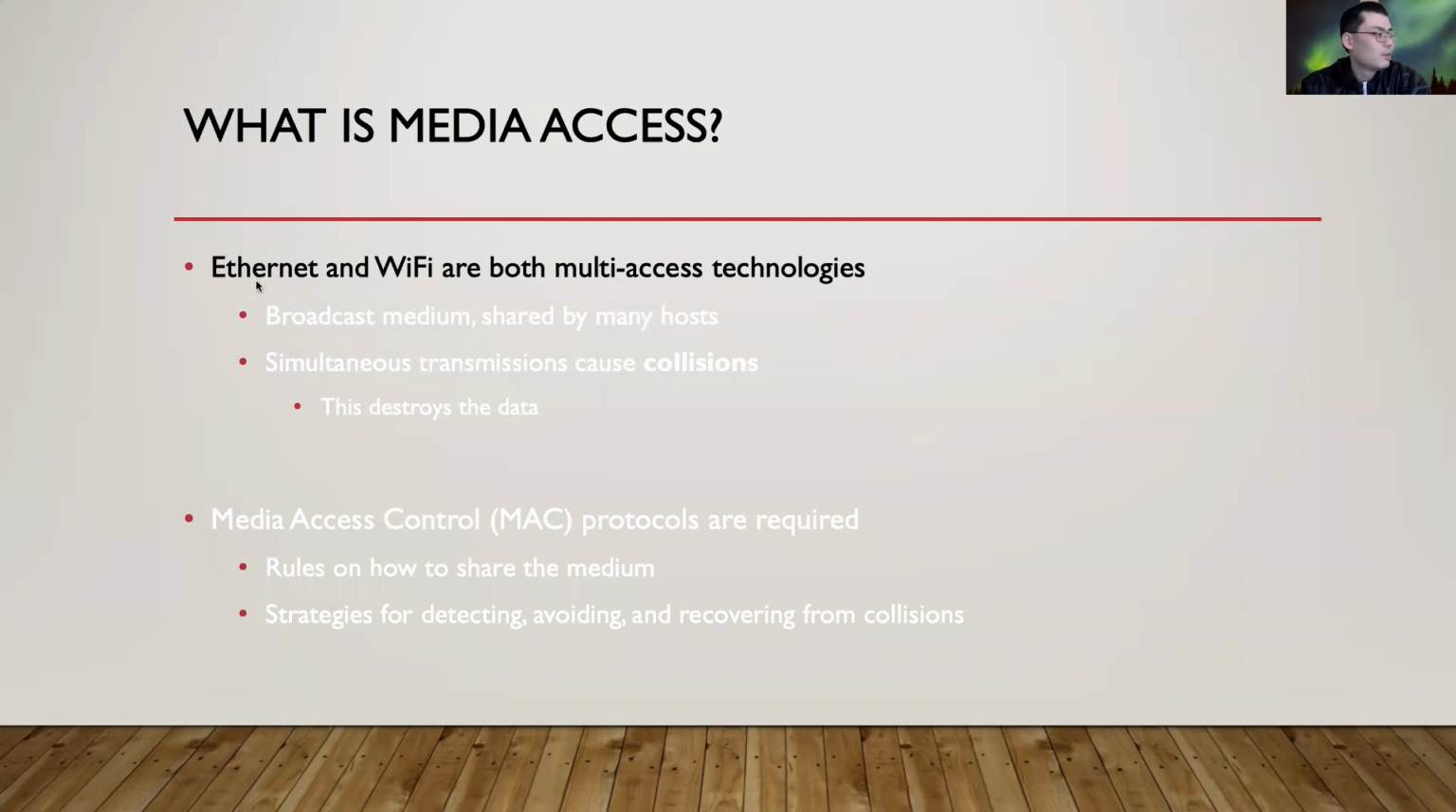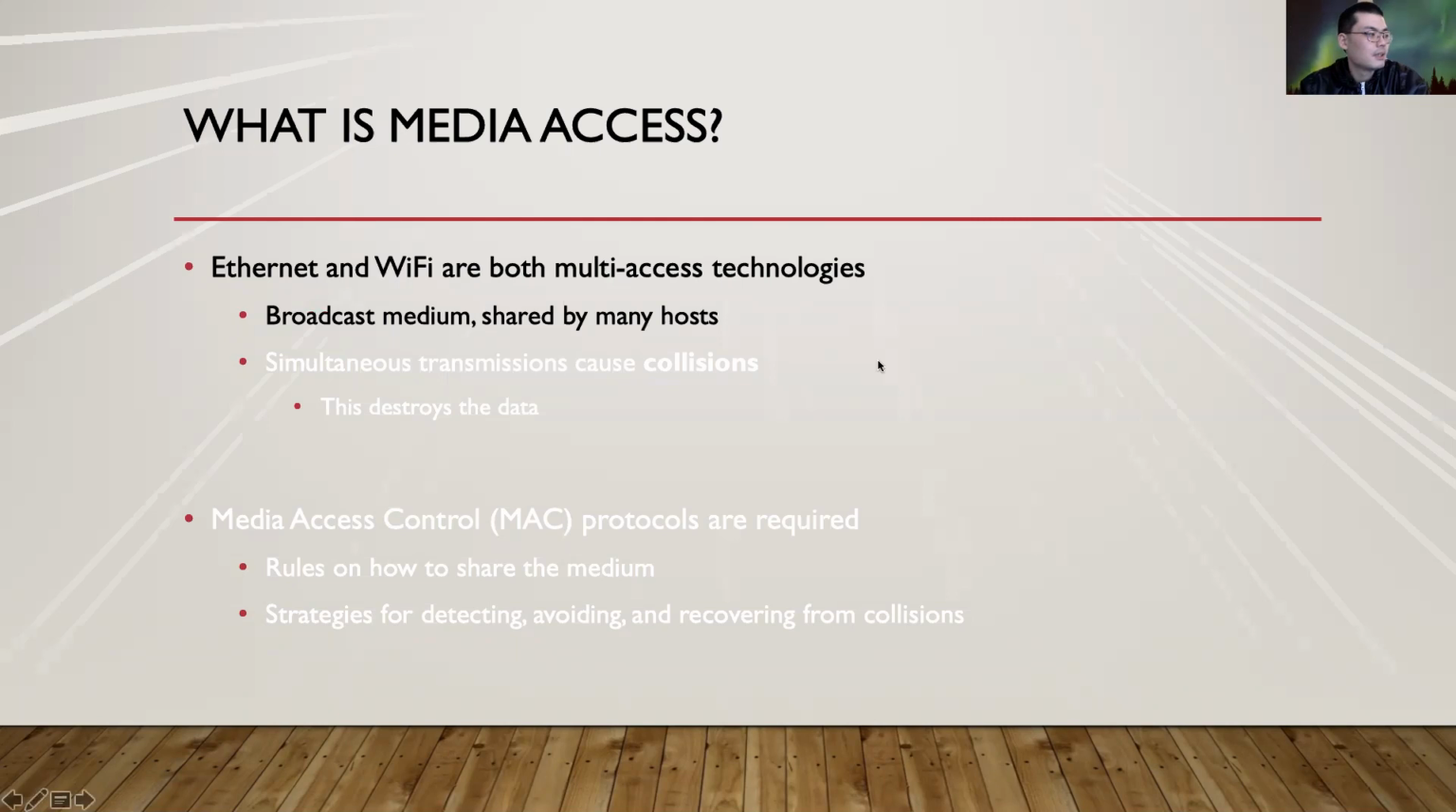So Ethernet and Wi-Fi are both multi-access technologies. Think about your many machines: all the machines in your lab classroom connect to the same Ethernet switch, and all students using their laptops connect to the same wireless router in the classroom. So they are the same piece of media. You can think of them as using the same wire in some sense, but actually we need some other device, whether it's the Ethernet switch or wireless router. This is called broadcast media, shared by many hosts.